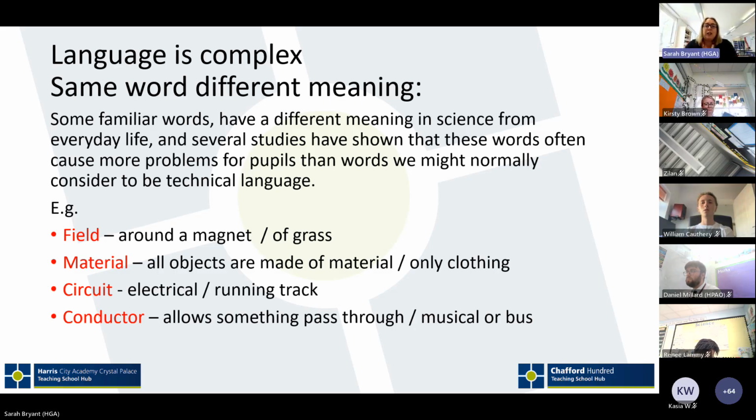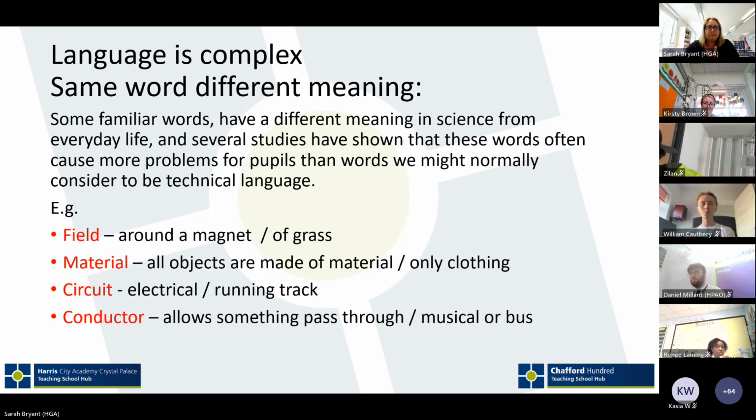So let's look at same word, different meanings. Some familiar words have a different meaning in science from everyday life. And several studies have shown that these words often cause more problems for pupils than words we might normally consider to be technical. So field. Most children will think of a field as a playing field or a sports field, but actually in science, we have a field around a magnet.